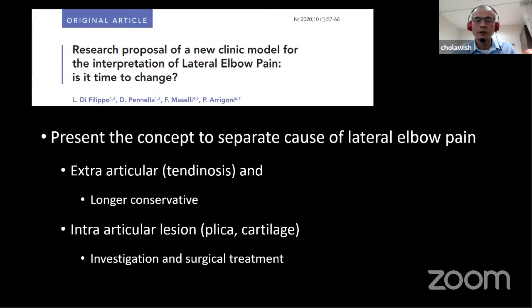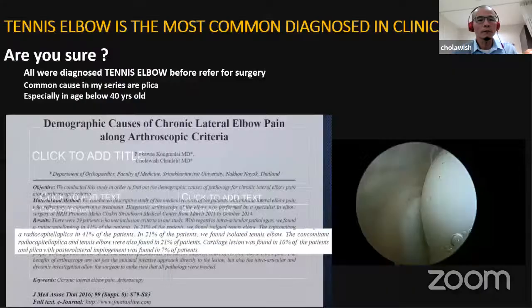They try to separate the lesions into two groups. One is extra-articular, most of the time tendinosis, quite classic, like tennis elbow. In this group, longer conservative treatment may be the choice. For intra-articular lesions such as plica or cartilage lesions, investigation and surgical treatment may be more aggressive than for the first group. Tennis elbow is the most common diagnosis for lateral elbow pain in clinical practice. Are you sure? This is the question.